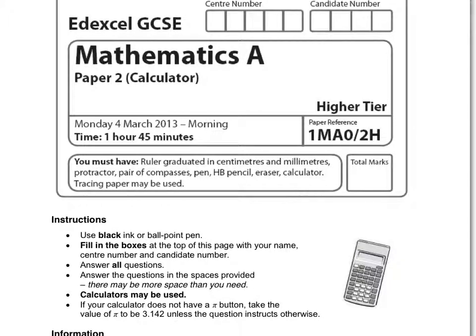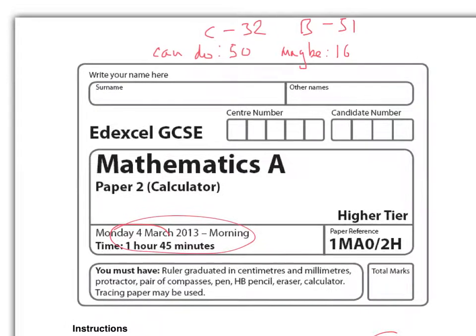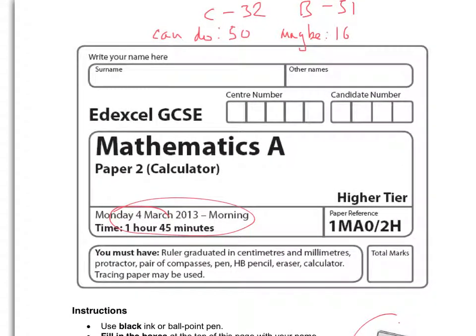This is the March 2013 calculator paper, and again this is a series of videos designed to show you how to get up to a grade C, maybe even a grade B, but not going through the whole paper. So for this paper, 32 marks was enough for a C and 51 marks was enough for a B.